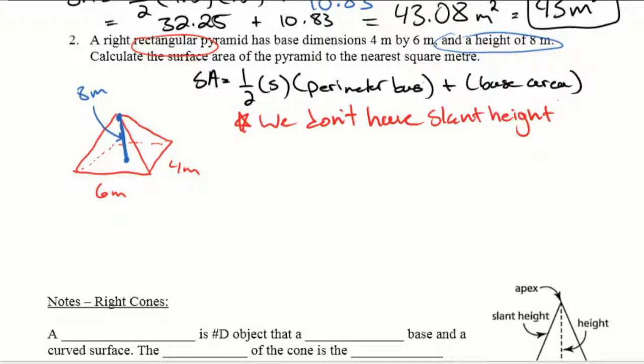The perimeter of the base, we can get that because it's just the 6 and the 4 and the 6 and the 4. And the base area is a rectangle, so that's just going to be length times width. So I have everything except for the slant height, and I need to figure out what that's going to be.